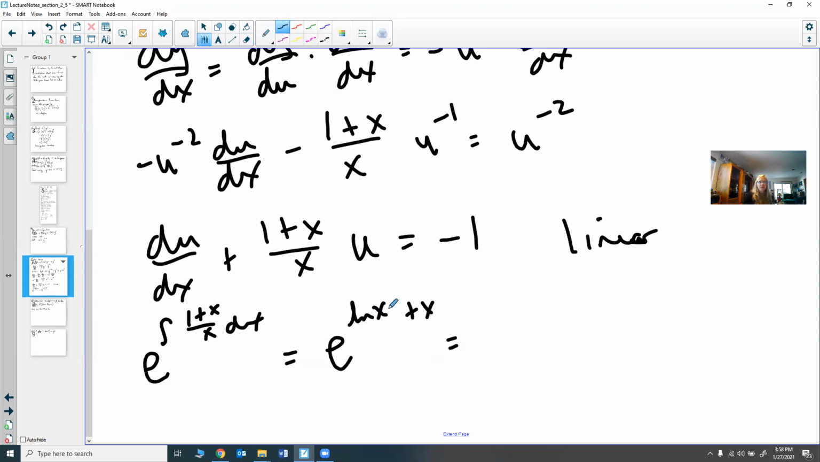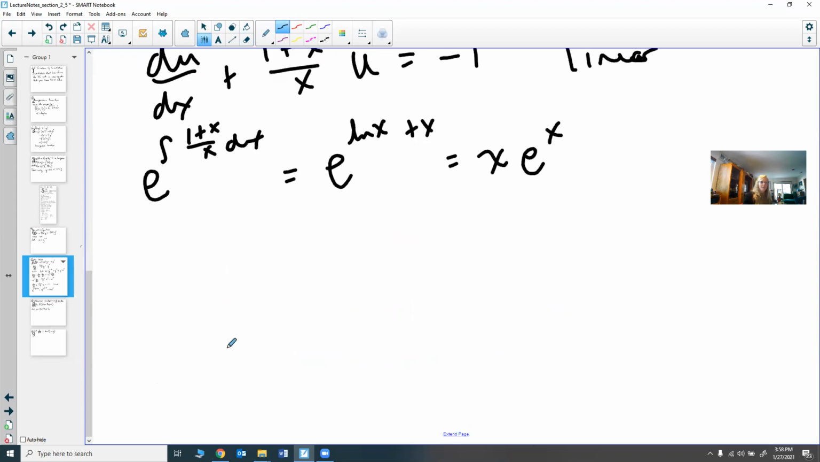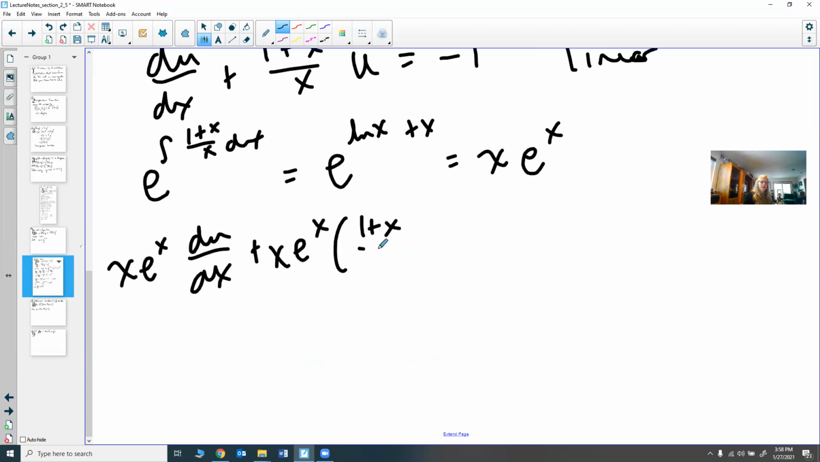Which would be e to the natural log of x, which is x, times e to the x. So we get x e to the x as our answer there. That's our integrating factor. Multiply that through: x e to the x times du dx plus x e to the x times (1 plus x over x) times u is equal to minus x e to the x.